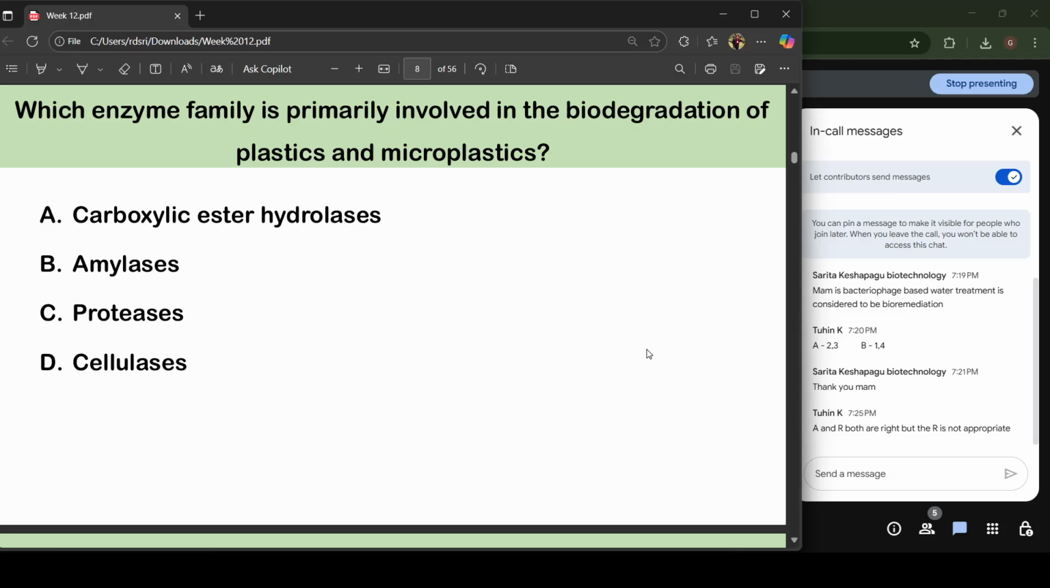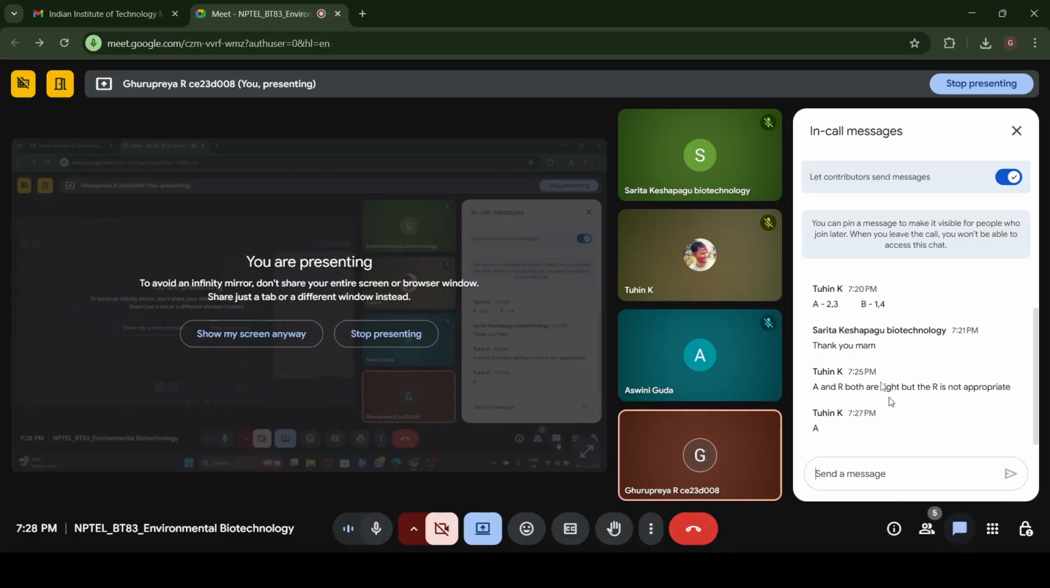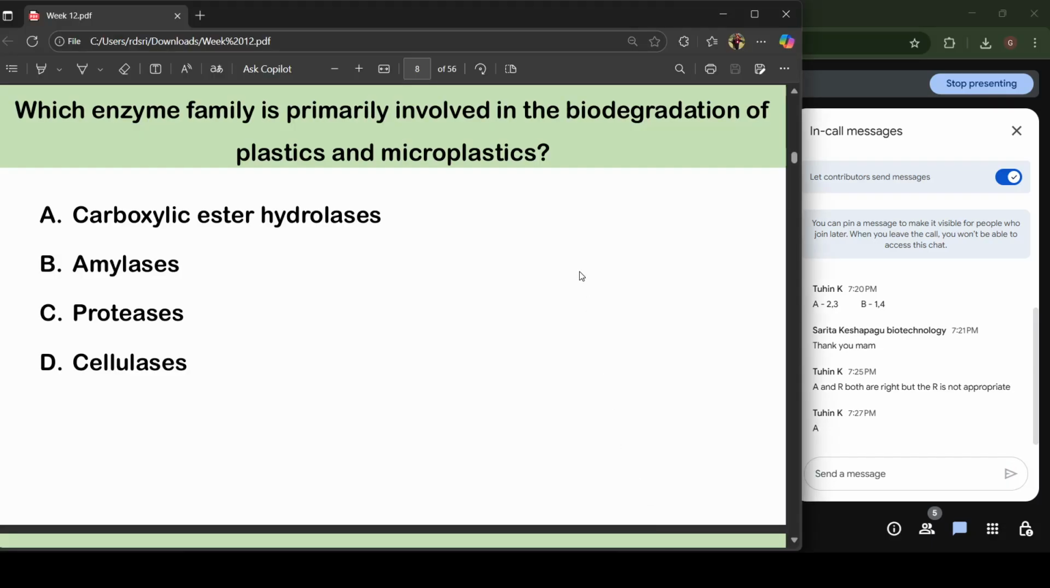So the next question is, which enzyme family is primarily involved in the biodegradation of plastics and microplastics? Others, you can also try answering the questions. It is not like whether it is right or wrong, but you can just try.